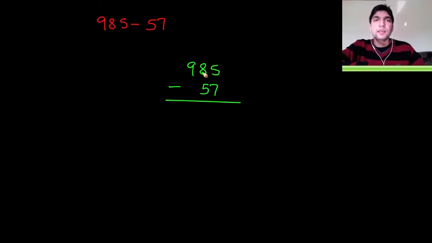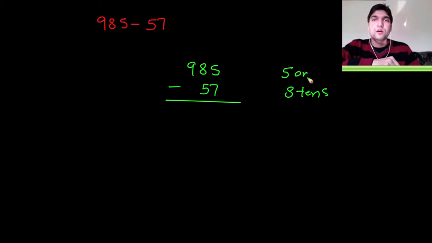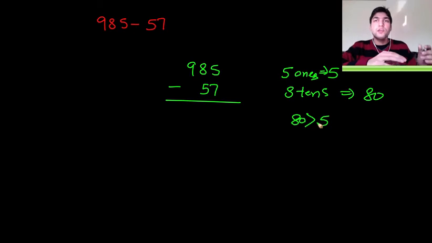If you see here, this 8 over here actually means 80 because it is 8 tens. And this 5 here is 5 ones. So 8 tens, which is actually 80, is greater than 5 ones, which is actually 5, right? 80 is greater than 5. So 80 is very rich as compared to 5. 5 is very poor. And 5 will ask 80 to give me at least one number, please. I need only one number. You give me 1 ten from your 8 tens, right?